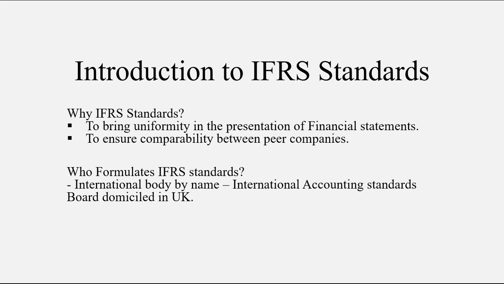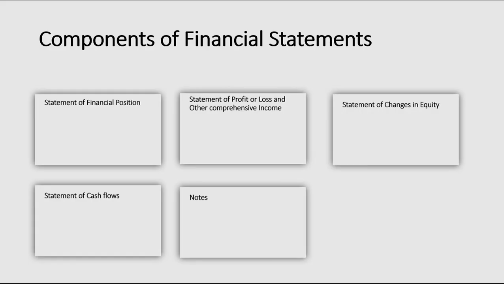Now I will start by explaining to you the various components of the financial statements. Suppose a person gives you financial statements prepared under IFRS. They briefly have five components as mentioned. One being statement of financial position, two being statement of profit or loss and other comprehensive income, three being statement of changes in equity, four being statement of cash flows, five being explanatory notes.